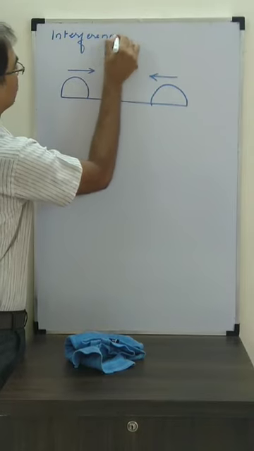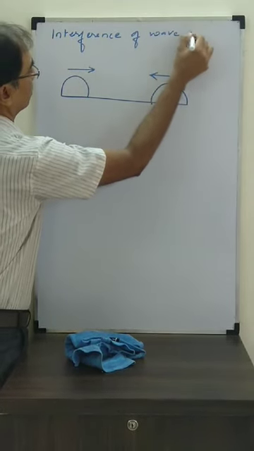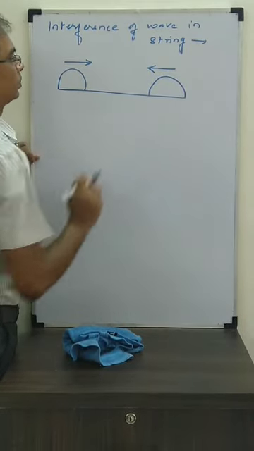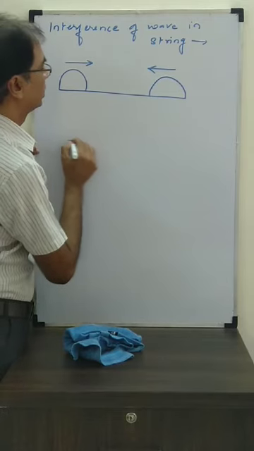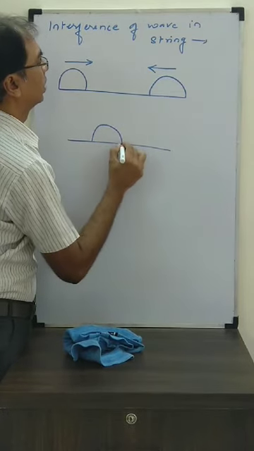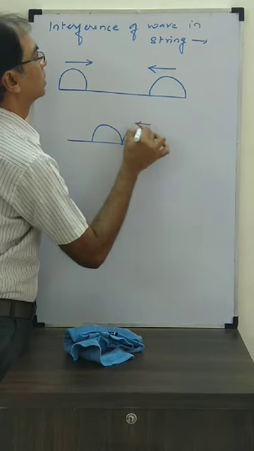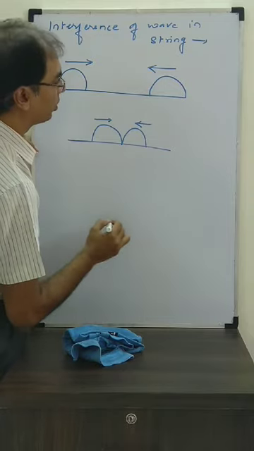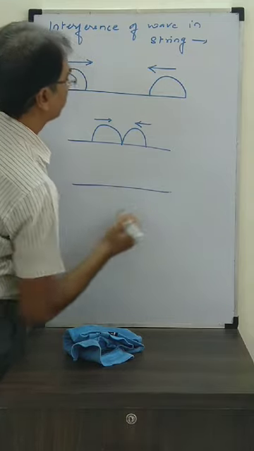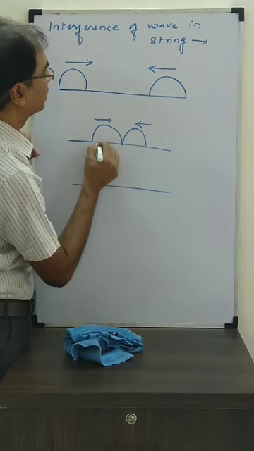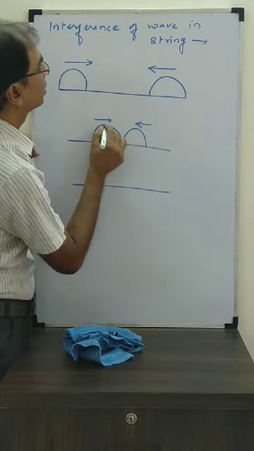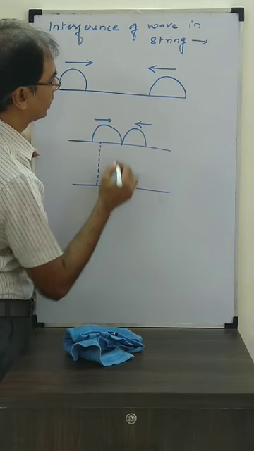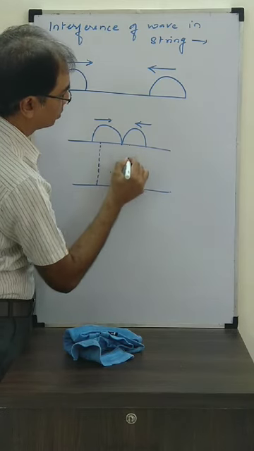Interference of waves in a string. Now it's happening like this. There will be a stage when this will be here and this will be here. This is going like this and this is going like this. What is going to happen next? That is more important for us. Now see, if I make it over here, this topmost point obviously will be somewhere here, and this point will be coming somewhere here.